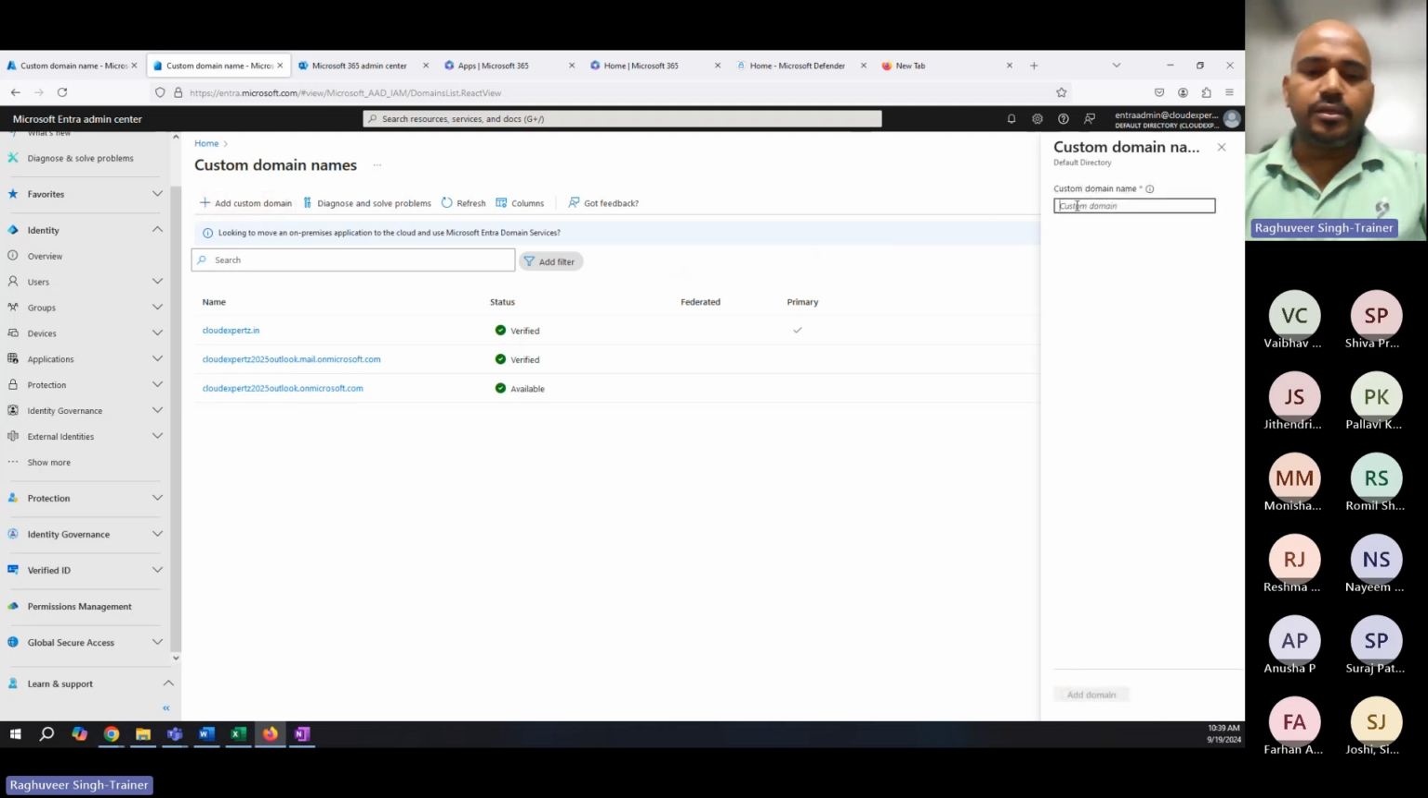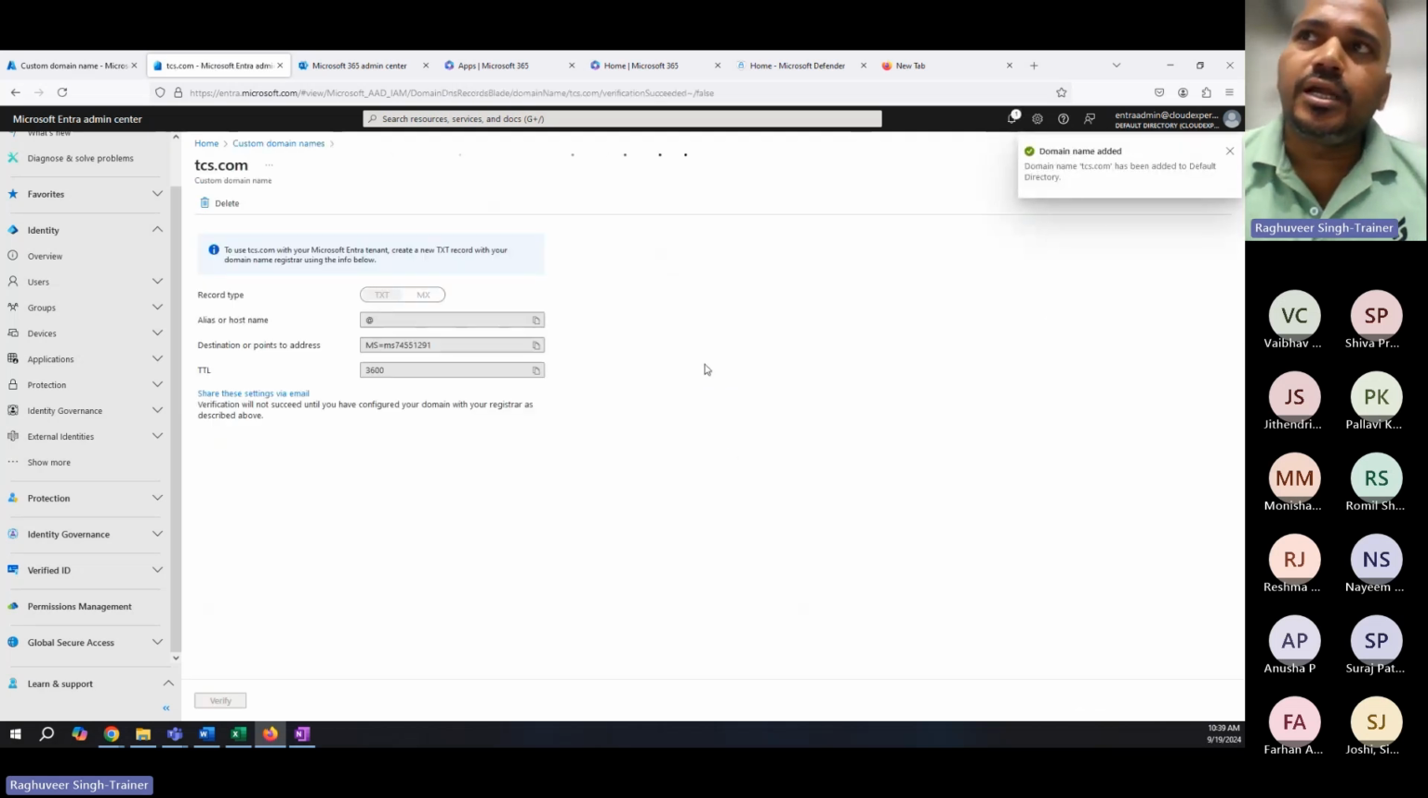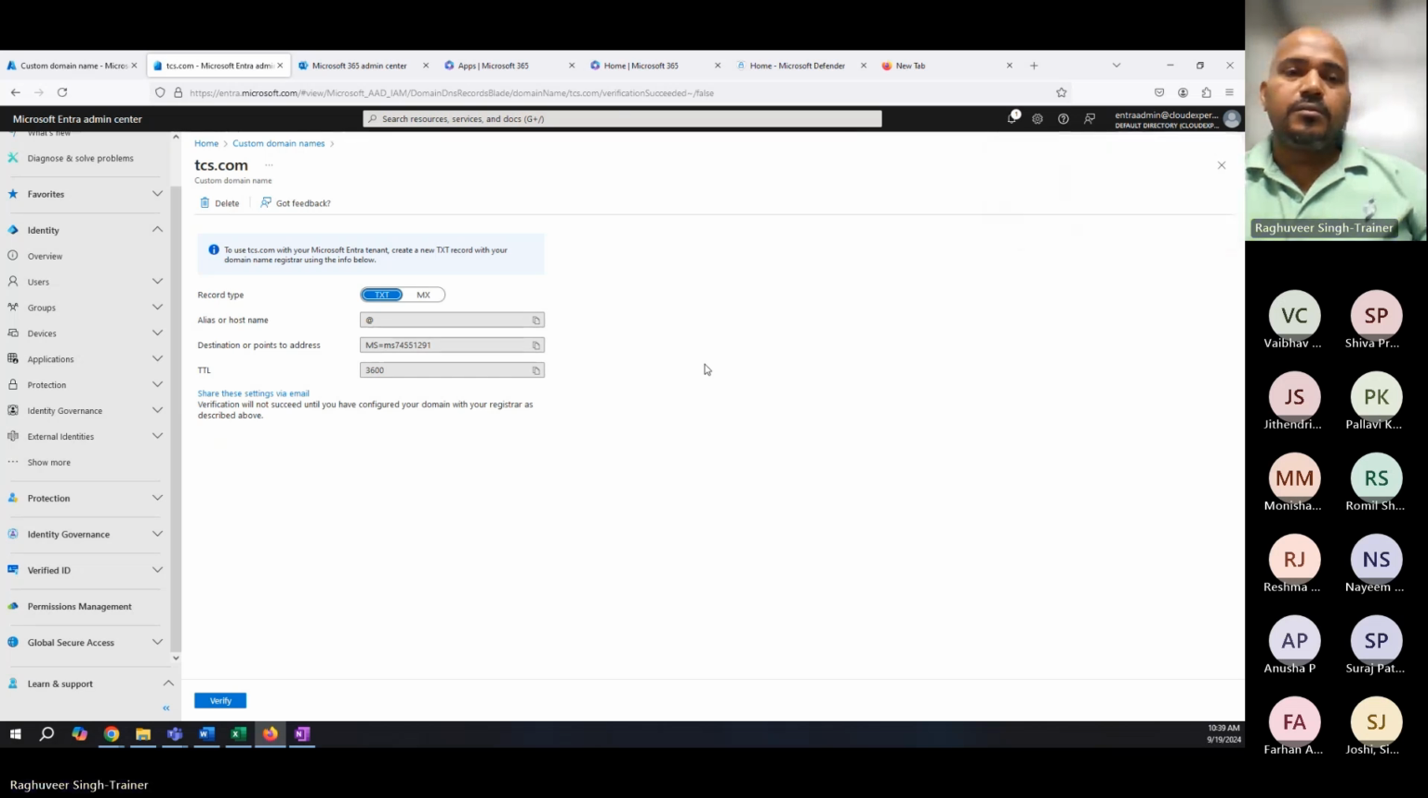You type your domain here. For example, let's say I'm the admin and I want to add this domain. So I type the domain name and say add domain. Once I do, Microsoft will say, great, please verify whether you own this domain or not, because I can't allow you to use this domain just because you want to add it. There could be another customer who wants to add the same one. So you need to verify your ownership of this domain.